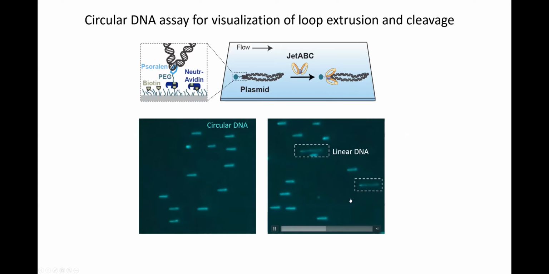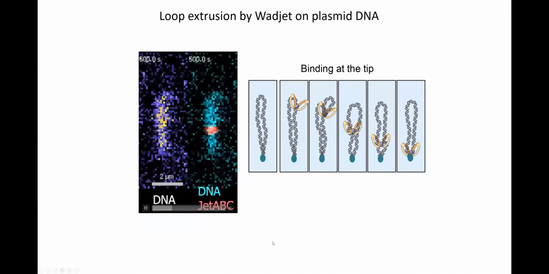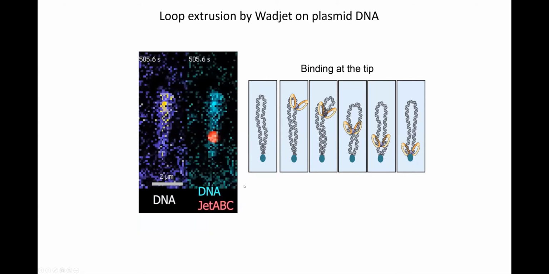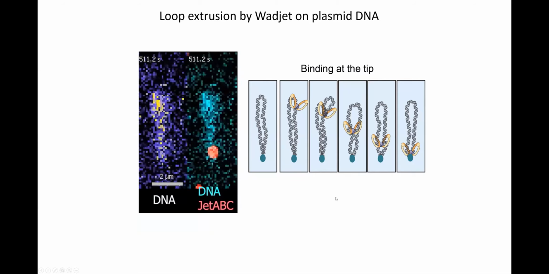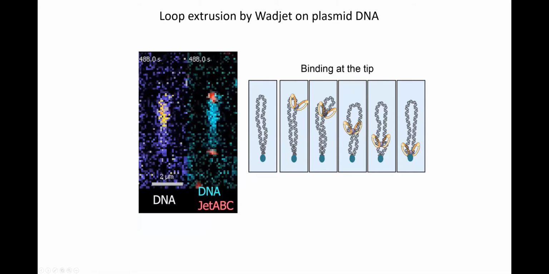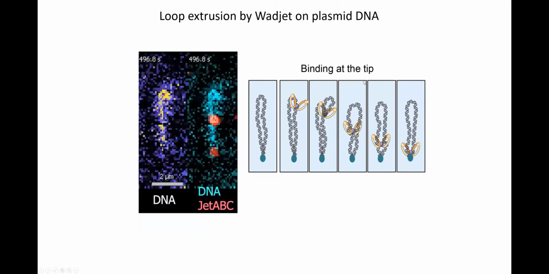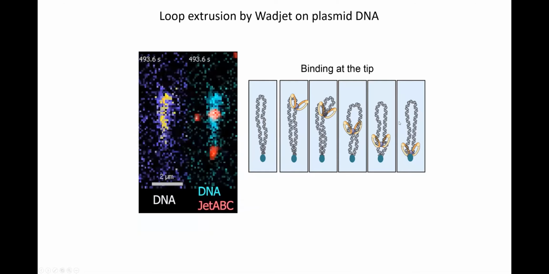So after developing an assay where we can immobilize circular DNA, we first looked at how this Watson complex can extrude loops on this circular DNA. Here in this movie, what you observe is the summary of the loop extrusion that is mediated by Watson on a circular DNA. What happens is these proteins bind near the tip of the banded structure of the circular DNA, and then through the extrusion they can move along the length of the plasmid.